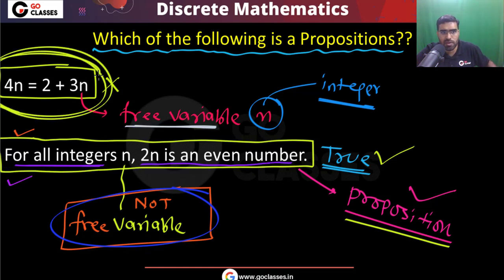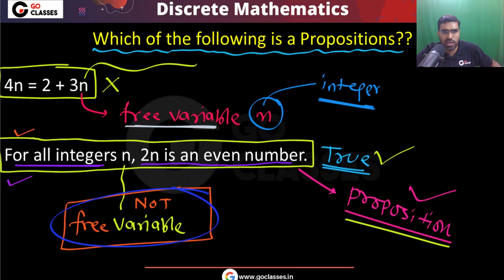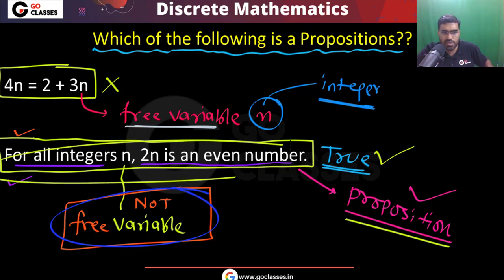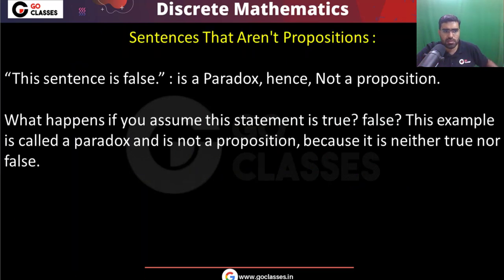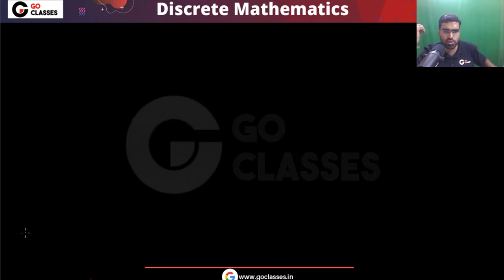Here you have a free variable. Here you can replace this n with some value, with 2, 3, 4. But here there is no free variable. Okay, so the last thing that we need to see.